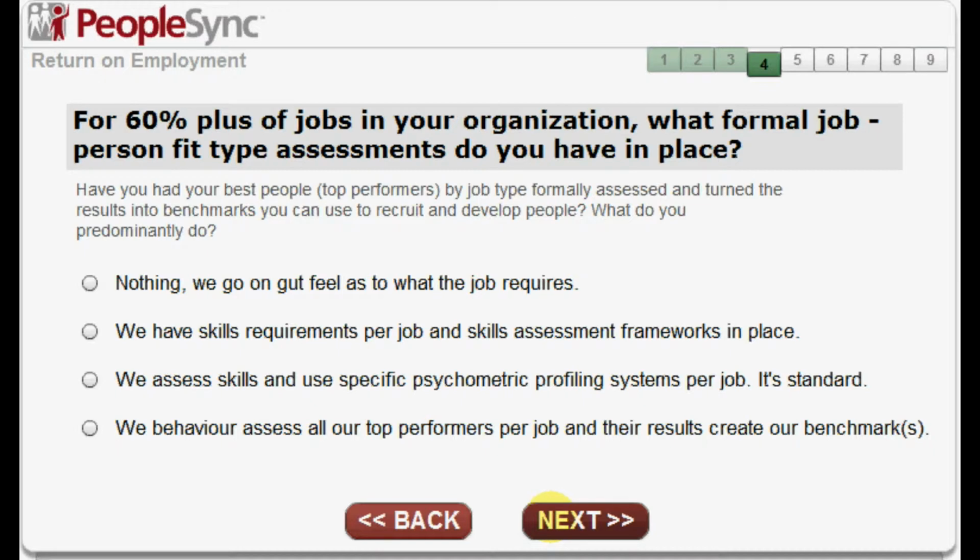Question 4 asks for 60% of the jobs in your organization. What form of job or person assessments do you have in place in order to determine what is required on the job to be successful? Our hospital group is very formal about this, and they formally assess skills and use specific psychometric profiles per job as part of the operating procedures.